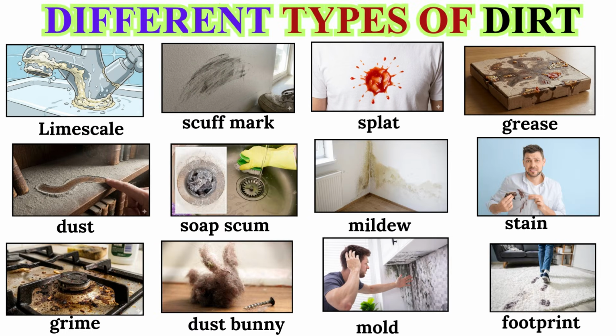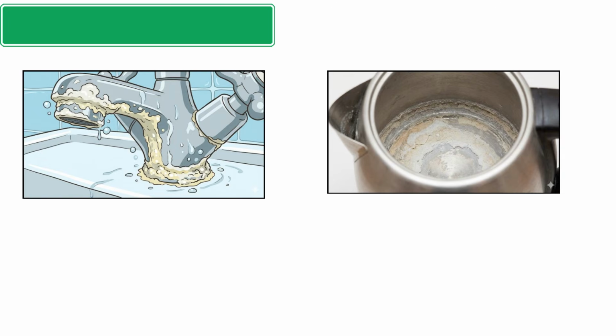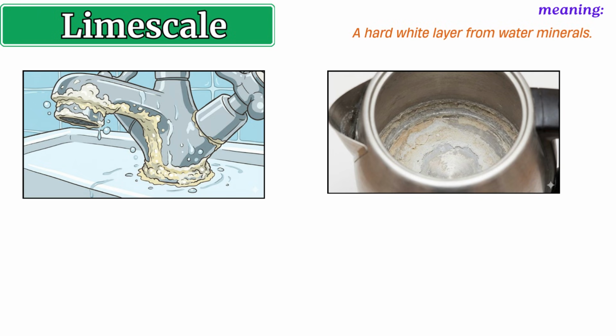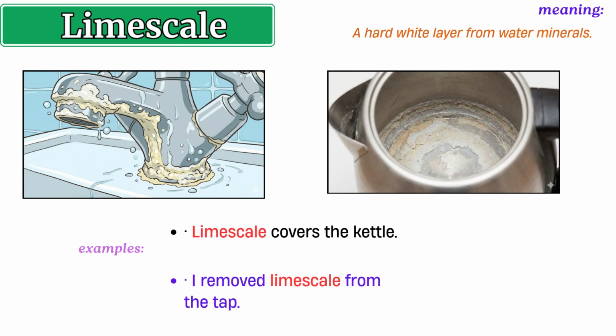Different types of dirt. Limescale. A hard white layer from water minerals. Limescale covers the kettle. I removed limescale from the tap.